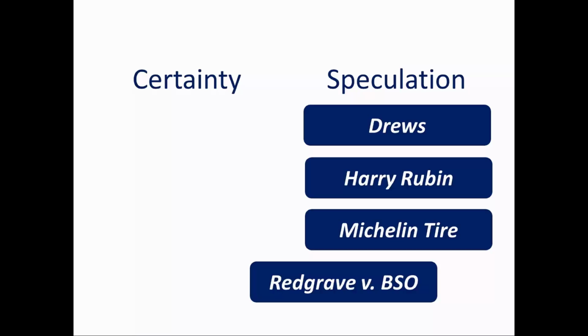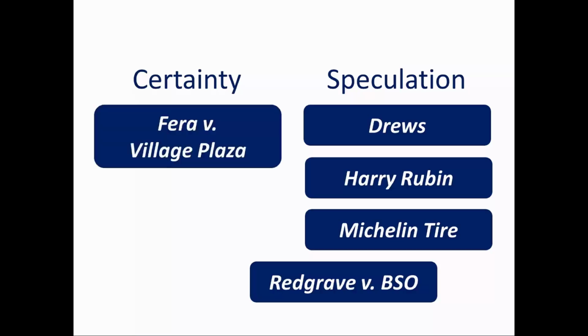We can compare the slapdash proof in Drew's to the careful evidentiary showing in Farah against Village Plaza. The plaintiff in Farah put on days of testimony, along with copious business records. So you can get an A for effort. Realize, though, that Farah is a fairly unusual case. New businesses often don't get lost profits.